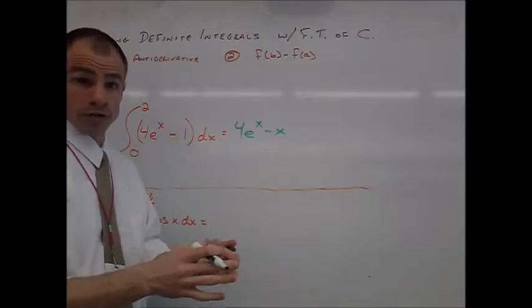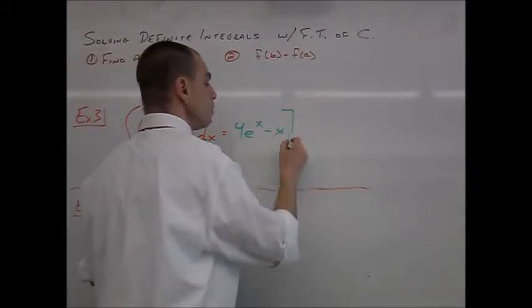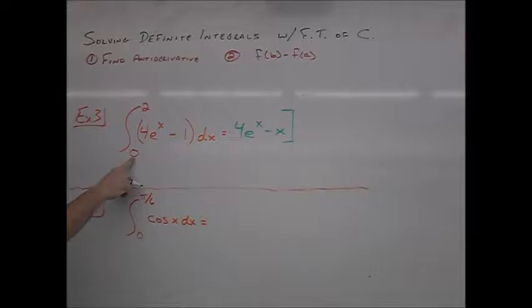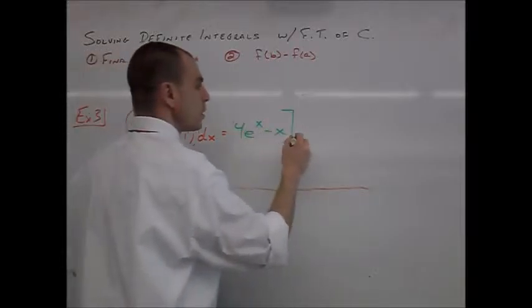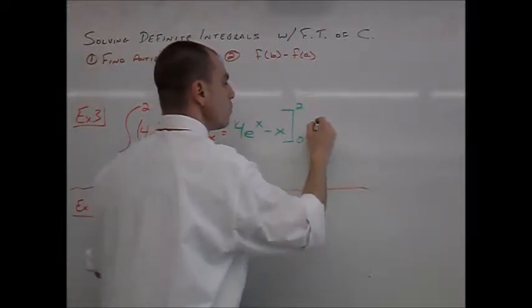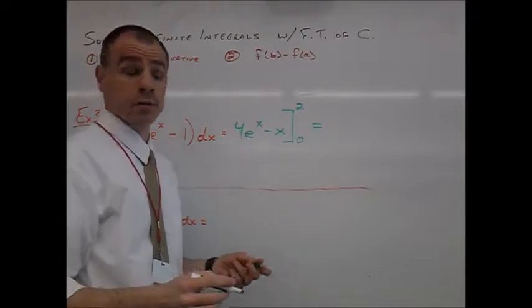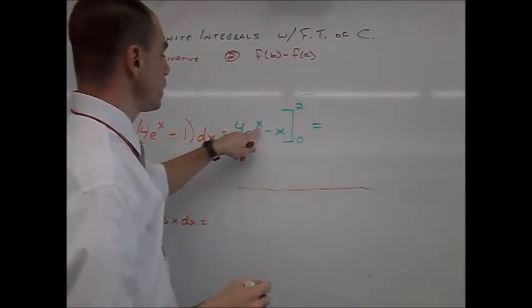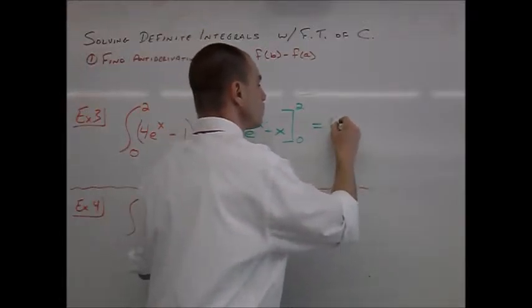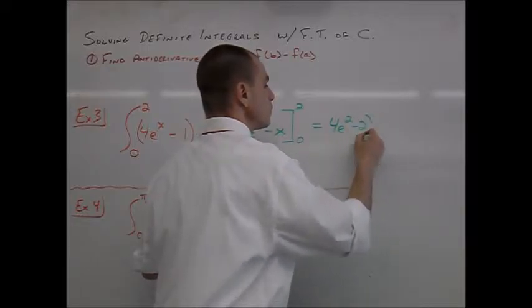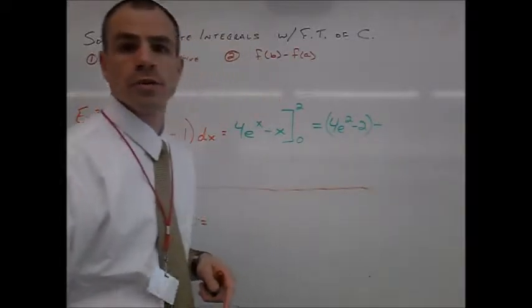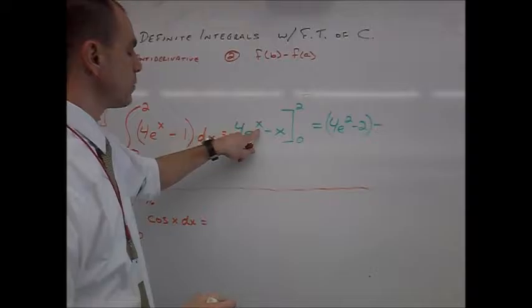Again, no plus c, but we do want to take this from 0 to 2. All right, 0 to 2, which means we plug the 2 in first. So we have 4e squared minus 2. And now we subtract 4e to the 0 minus 0.